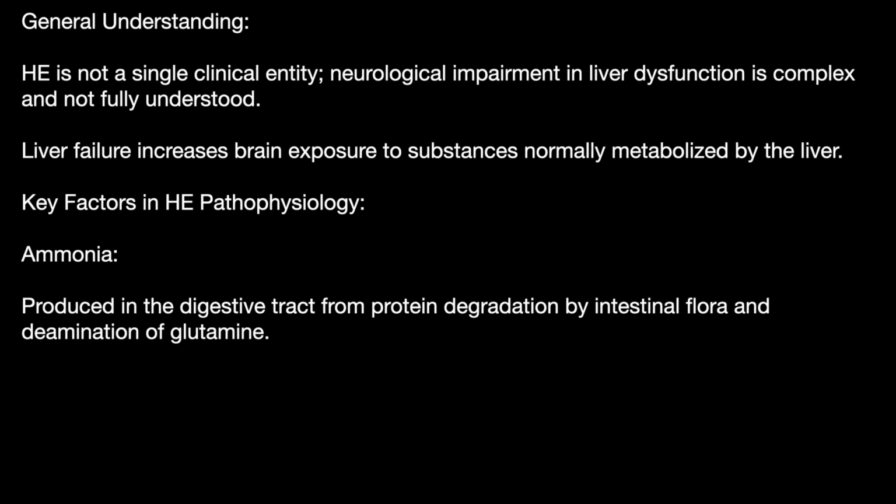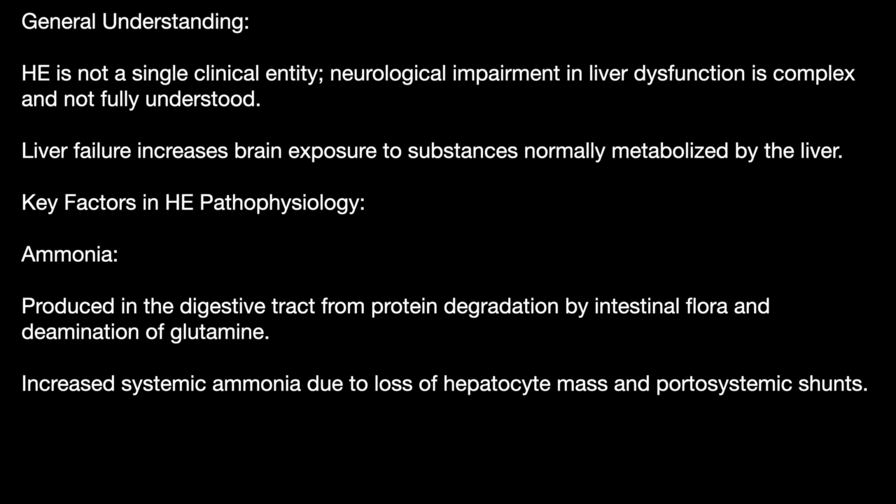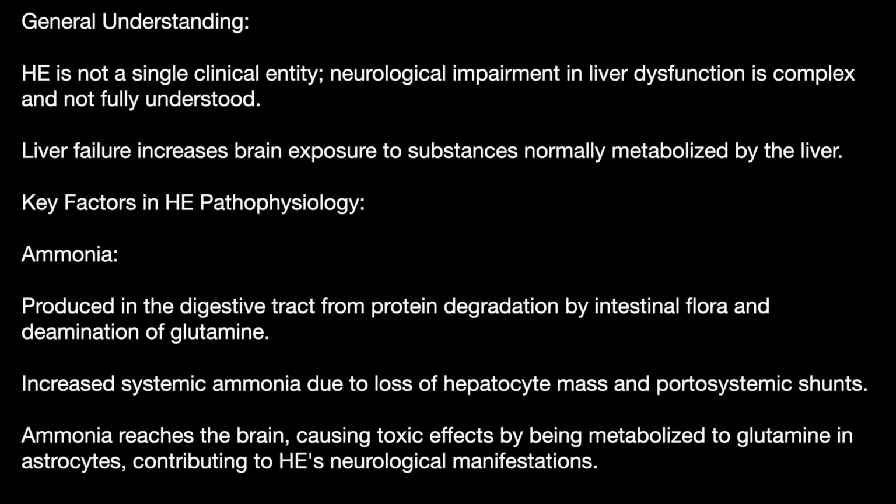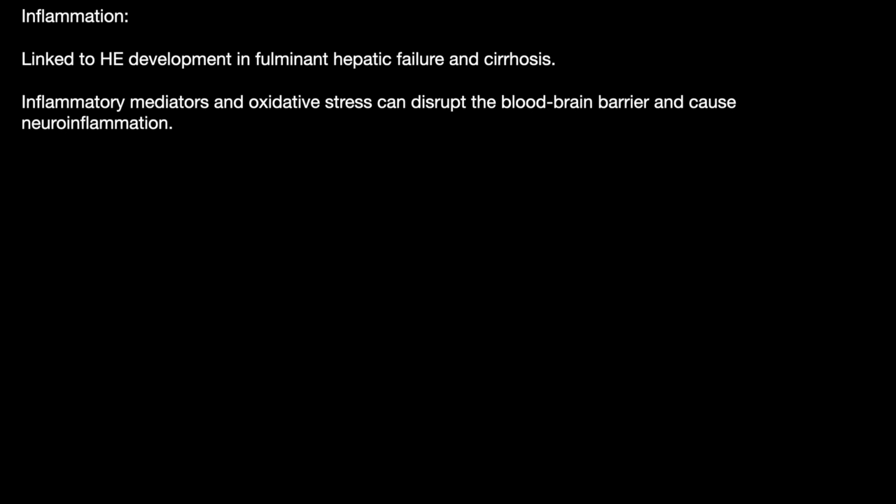It is produced in the digestive tract by protein degradation by intestinal flora and the deamination of glutamine. So increased systemic ammonia due to loss of hepatocyte mass and portosystemic shunts results in ammonia reaching the brain. This has clearly toxic effects by being metabolized to glutamine in the astrocyte, contributing to the HE's neurological manifestation.